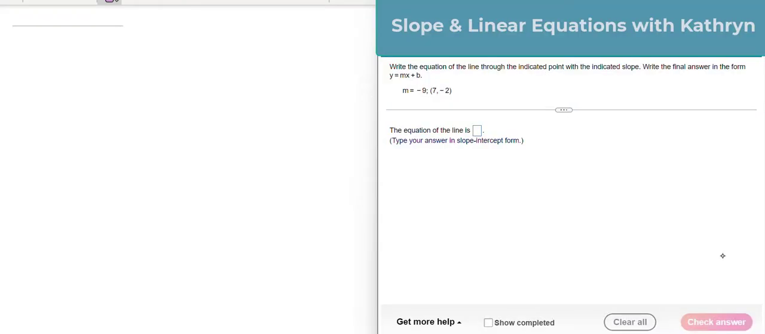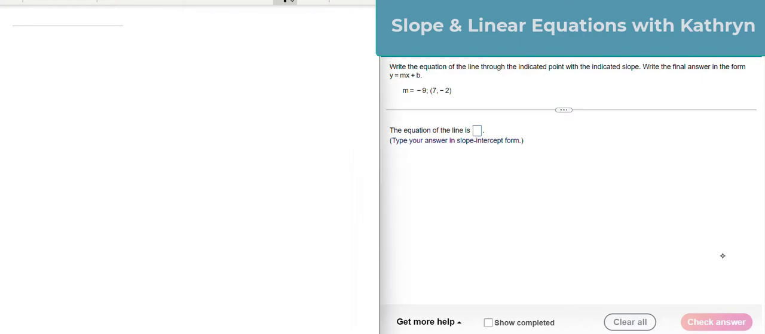Write the equation of the line through the indicated point with the indicated slope. Write the final answer in the form y equals mx plus b. Well, they give us the slope is -9, and they give us an ordered pair 7, -2. Now, some of you probably use point-slope form, but I'm going to show you how you can use slope-intercept form, which makes your life so much easier.